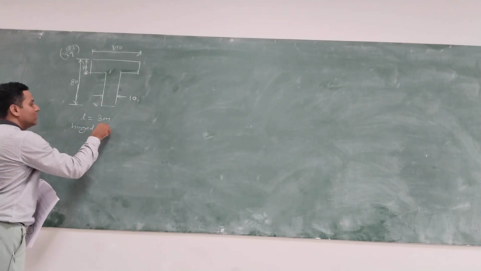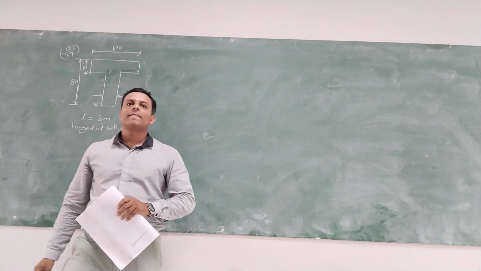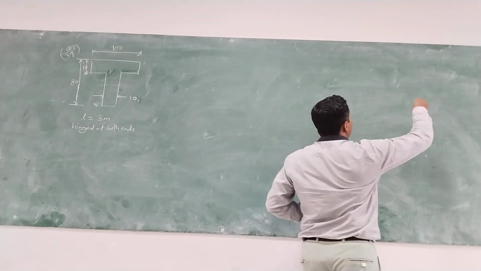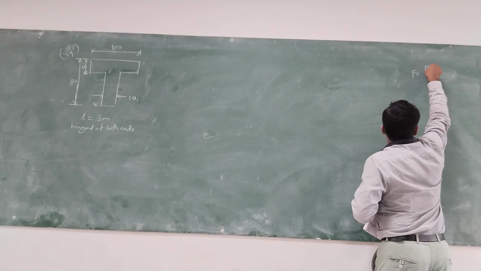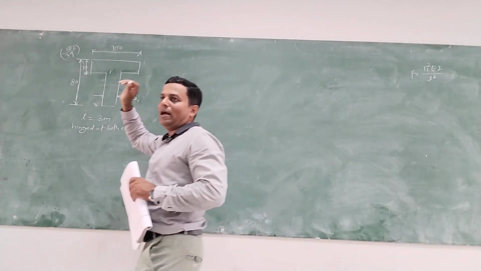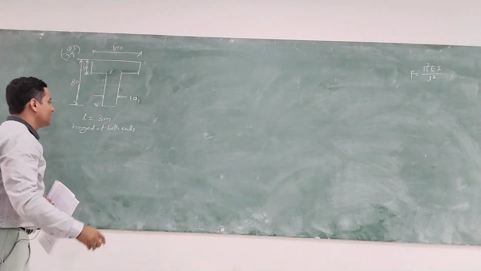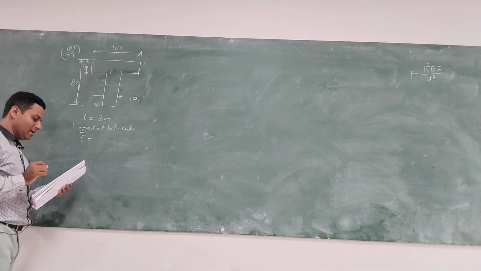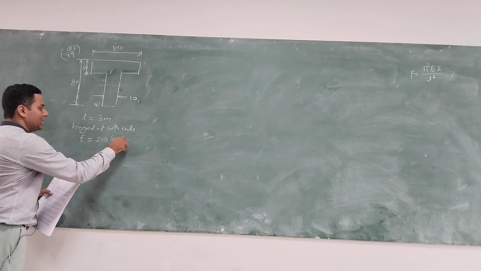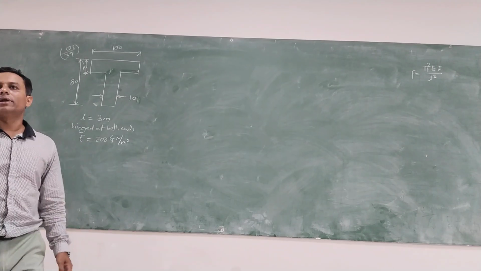hinged at both ends. किती नंबरची कंडिशन आहे सांगा? This condition is first. So what is the Euler's formula? F is equal to pi square EI divided by L square. So this is the formula. Okay. Now take modulus of elasticity 200 giga Newton per meter square.